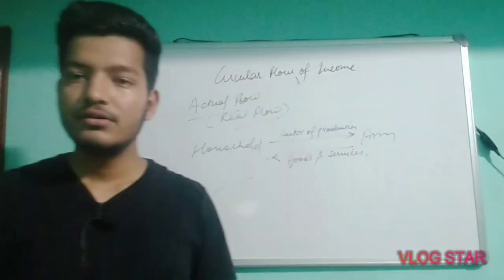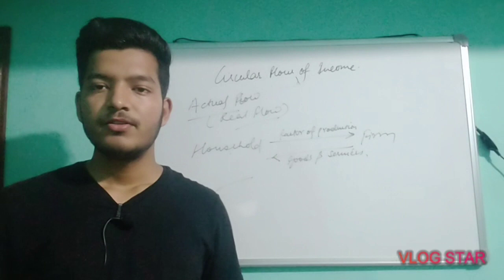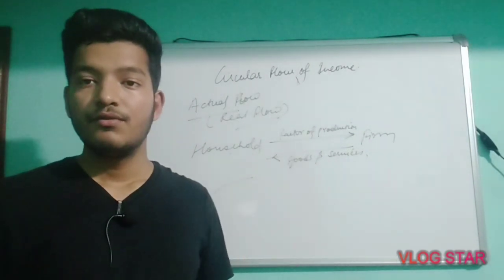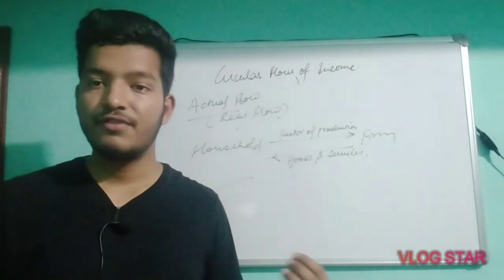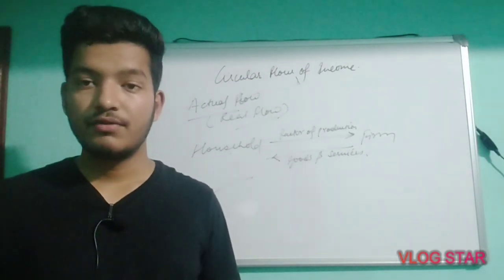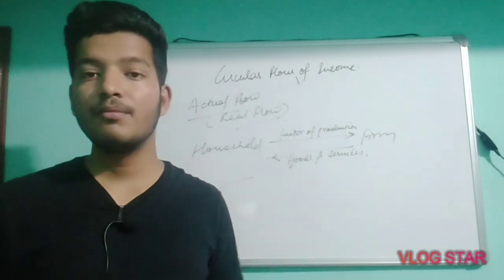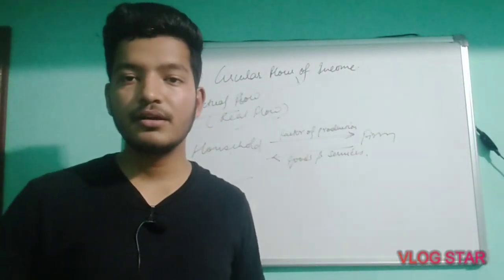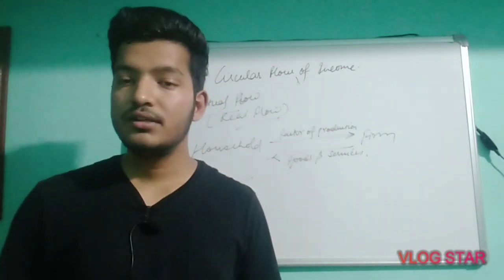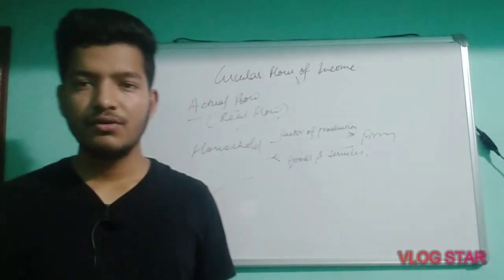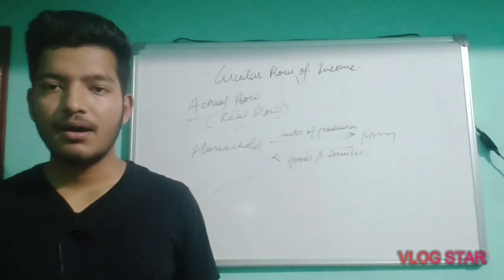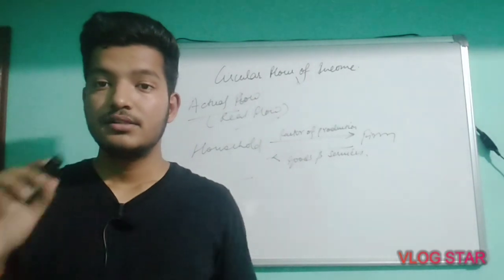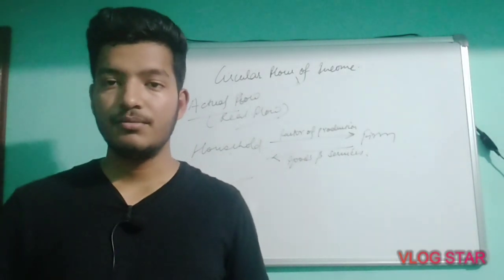So till now we have learned what is circular flow of income, what are the factors of production, what are factor payments, what are sectors of the economy, what is the two sector model of the circular flow of income, what is real flow, what is money flow. So we will stop here, and after this video we will discuss the three sector model of the economy.